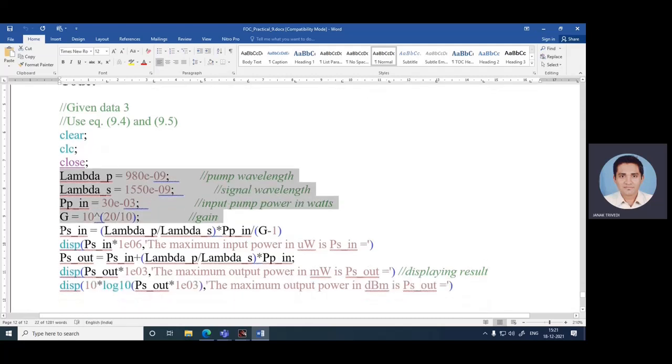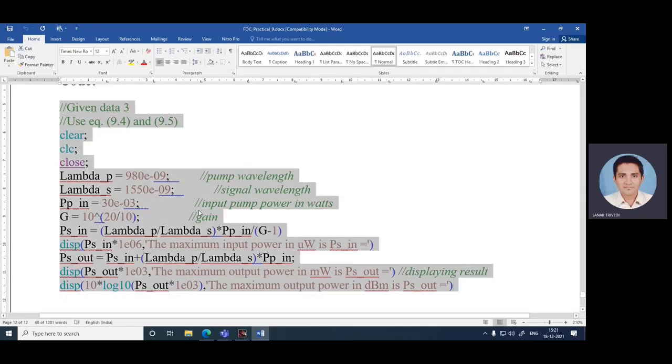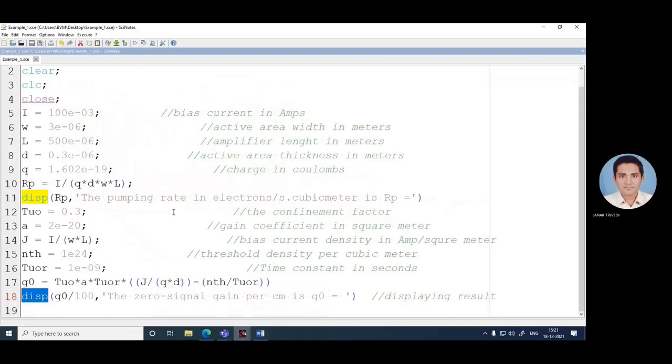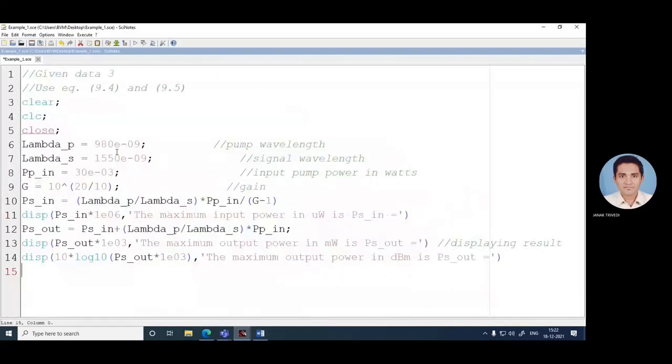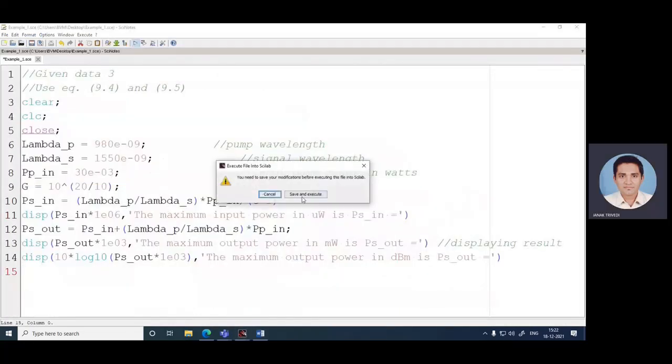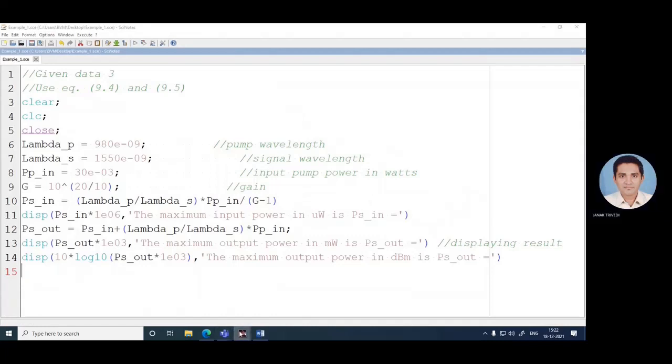Then we have to use equation 9.4, that is PS in equal to lambda P divided by lambda S into PP in divided by G minus 1, that is the maximum input power, and the maximum output power is equal to PS out equal to PS in plus lambda P divided by lambda S into PP in. So displaying the result with the help of this command. Let's try to run this code in the Scilab. Execute this, save and execute.